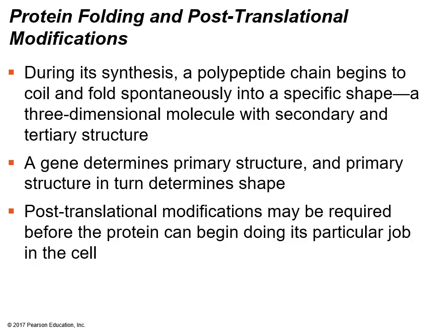During its synthesis, a polypeptide chain begins to coil and fold spontaneously into a specific 3-dimensional shape. So a 3-dimensional molecule with a secondary and tertiary structure. A gene determines primary structure, and primary structure in turn determines the shape. Post-translational modifications may be required before the protein can begin doing its particular job in the cell. And so post-translational just means after translation, and modifications mean changes in the polypeptide.